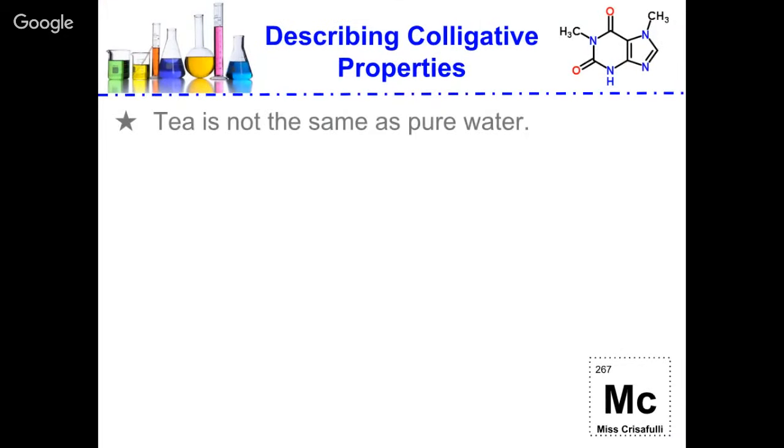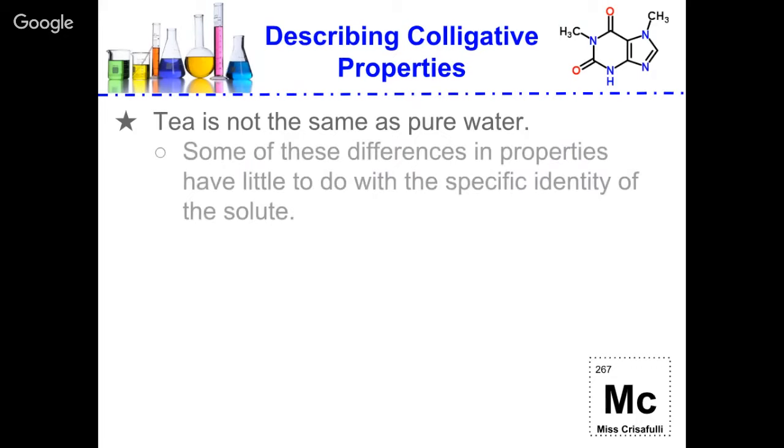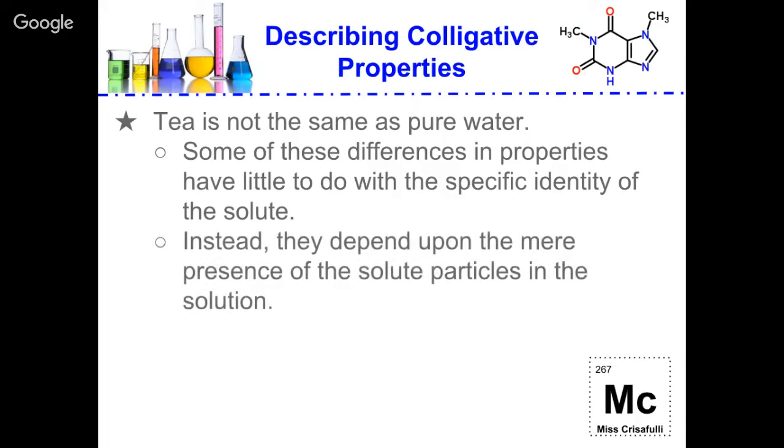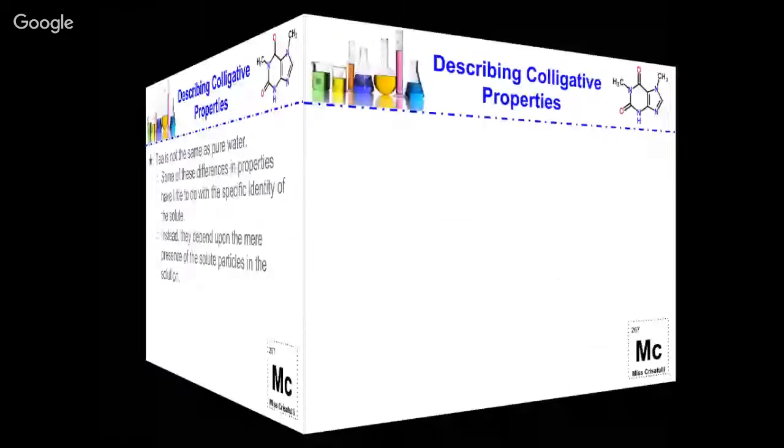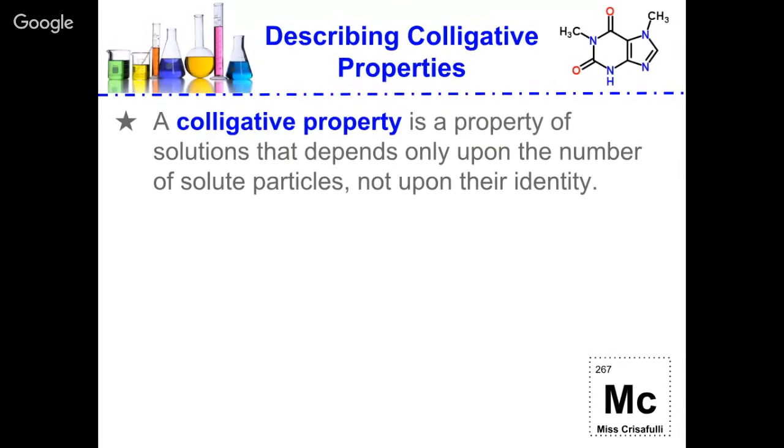So we all know that tea is not the same as pure water. Some of the differences in properties have little to do with the specific identity of the solute. Instead, they depend merely on the presence of something in our solution. A colligative property is a property of solutions that depends upon the number of solute particles, not what the particle is, but the fact that they exist.